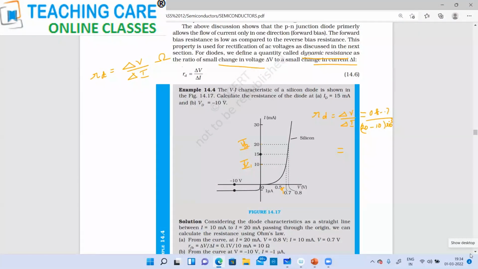For the first one, I'm getting 10 ohm. 10 ohm. Okay. Second one, it is 10 volt. It corresponds to 1 microampere. That's all.